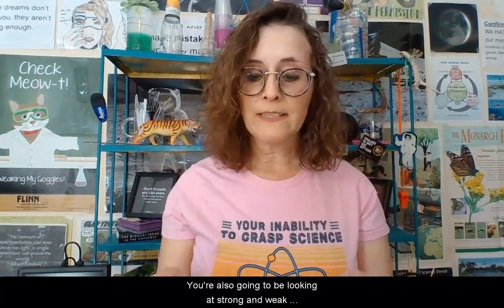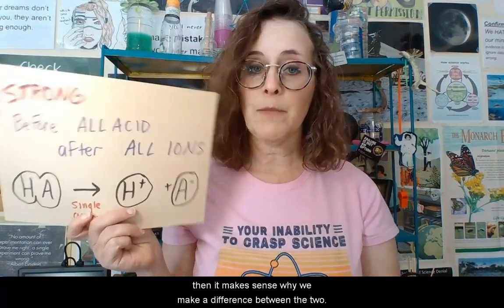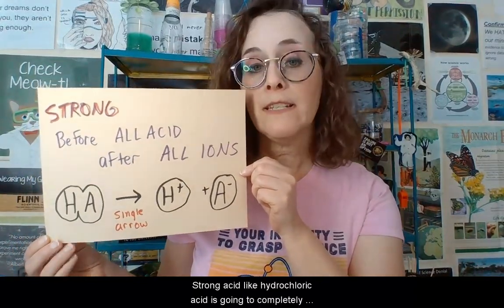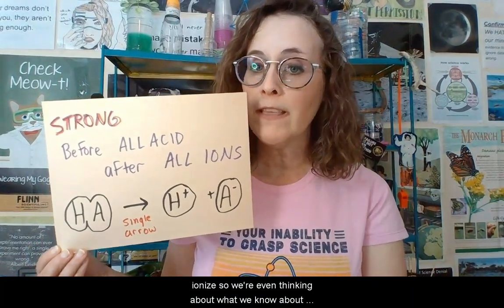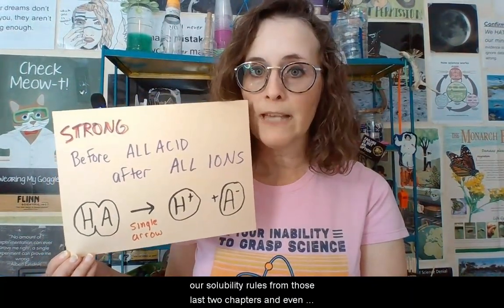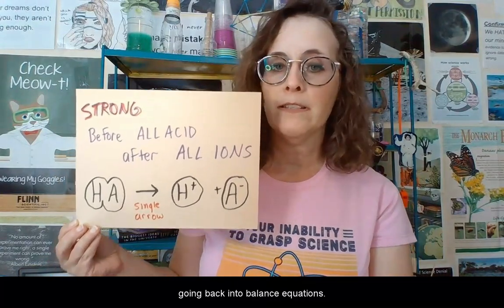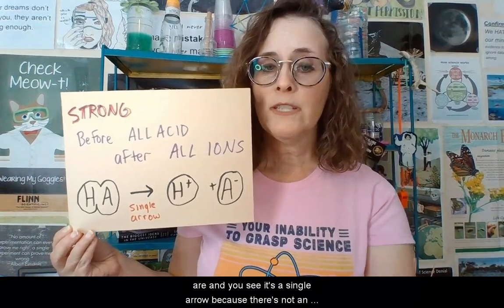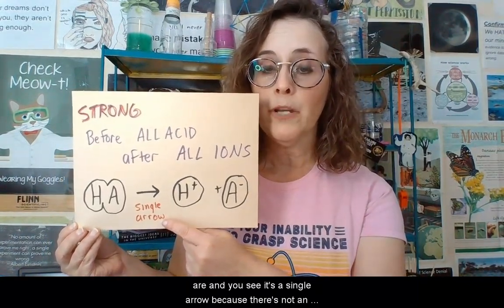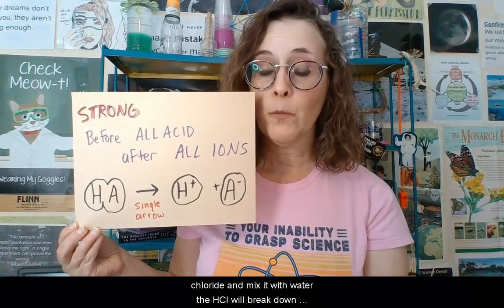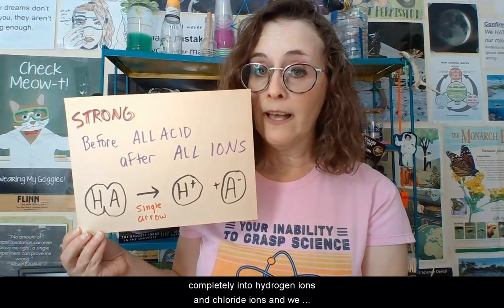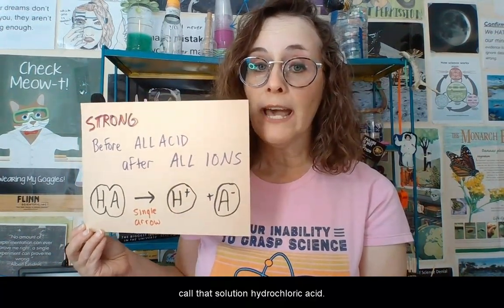Pretty cool. You're also going to be looking at strong and weak acids. If you think about equilibrium, then it makes sense why we make a difference between the two. Strong acid like hydrochloric acid is going to completely ionize. So we're even thinking about what we know about our solubility rules from those last two chapters, and even going back into balancing equations. So your strong acids, memorize which ones they are, and you see it's a single arrow because there's not an equilibrium. If I start with hydrogen chloride and mix it with water, the HCl will break down completely into hydrogen ions and chloride ions, and we call that solution hydrochloric acid.